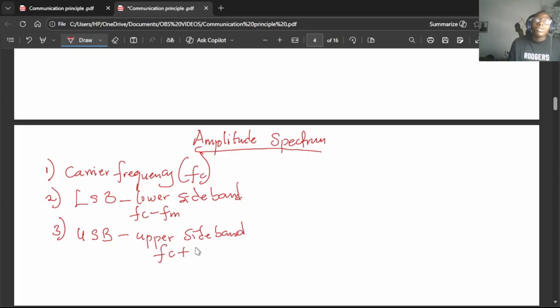FC plus FM. Am I communicating? Sometimes you don't actually see your LSB; what you just see is the equation for LSB, or the equation for USB. Both of them are types of sideband. Both your LSB and your USB are a good example of when you want to classify, to talk about the types of sideband.